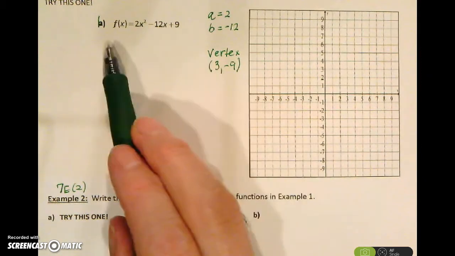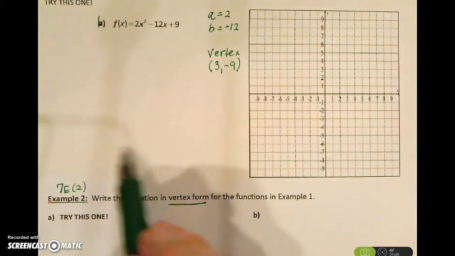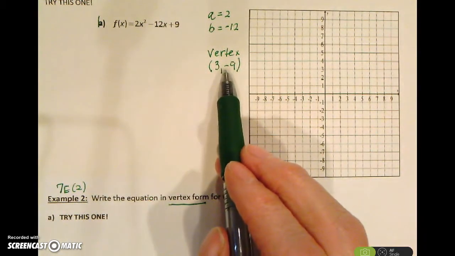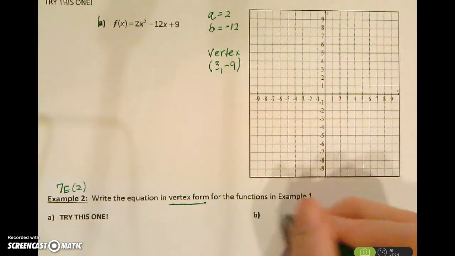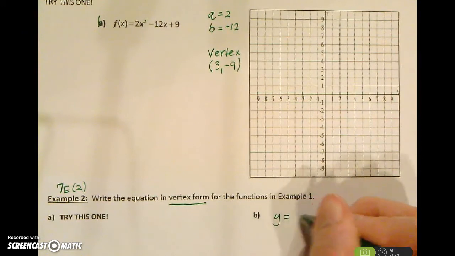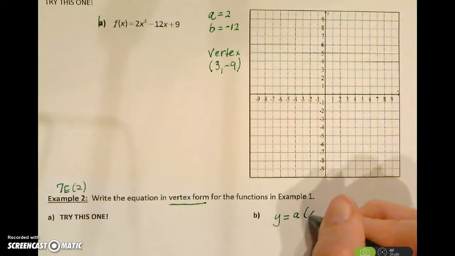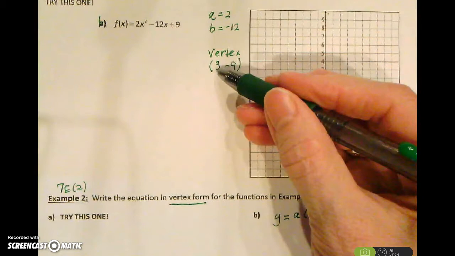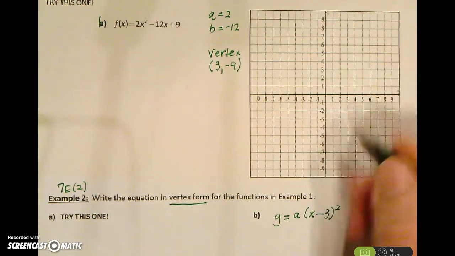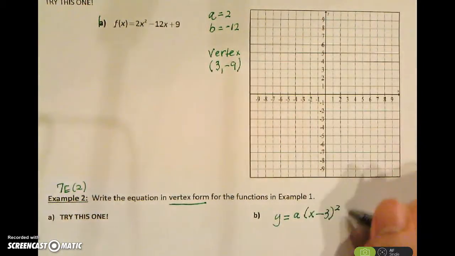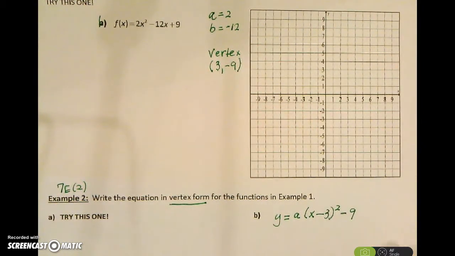When I check this in class, I'm going to expect to see your work over here to come up with this. So vertex form, remember, would be that y is going to be equal to a times x minus the x value of the vertex, which is 3, squared, and then the y value, which is going to be minus 9.